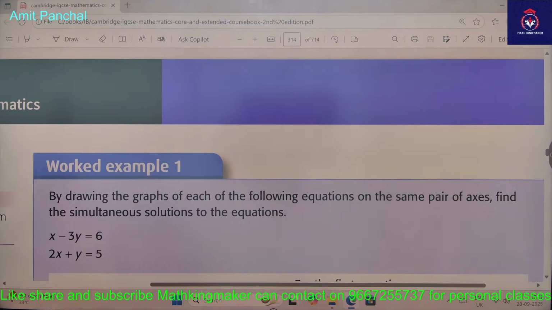After drawing it, just show me and tell me what points you have taken. Yeah, I'm working on it.